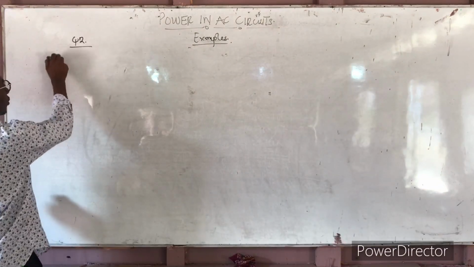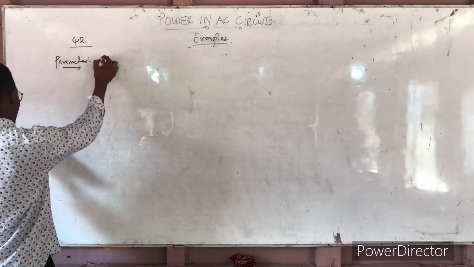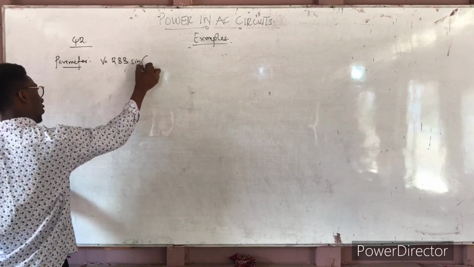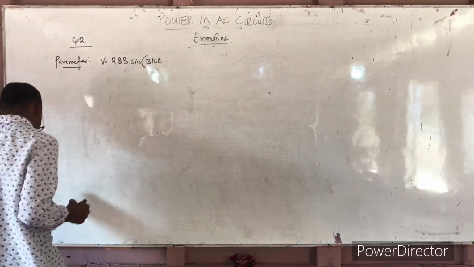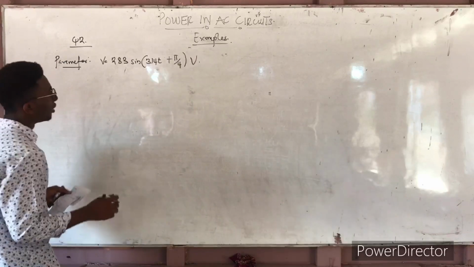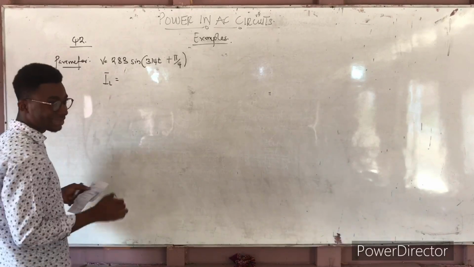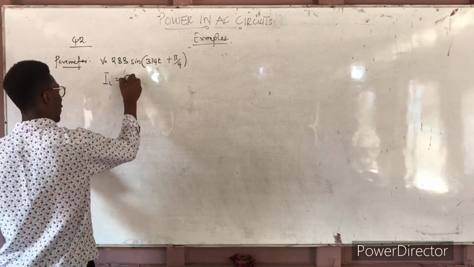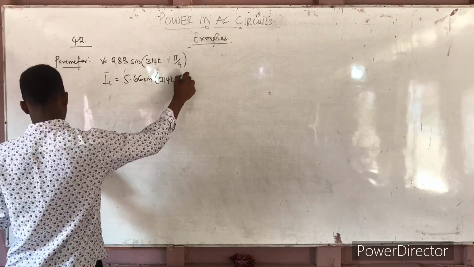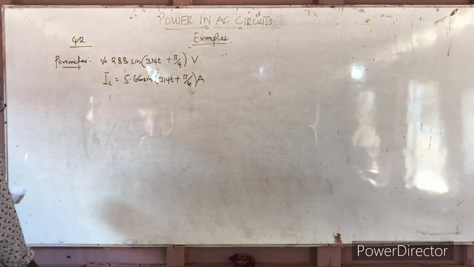On the second question, these were the parameters you can draw out of this question. Now we had a voltage that was given as 283 sine of 314t plus pi on 4 volts. You have this voltage, and you have a current IL through an inductor that was given as 5.66 sine of 314t plus pi on 6 ampere. So this is what we get from the question.